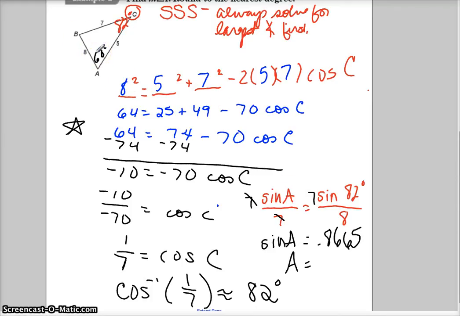And so finally, we can calculate angle B by adding angles C and A together. 82 plus 60 is 142, so that leaves me with 38 degrees for angle B. Let's make sure that's right. And it is.